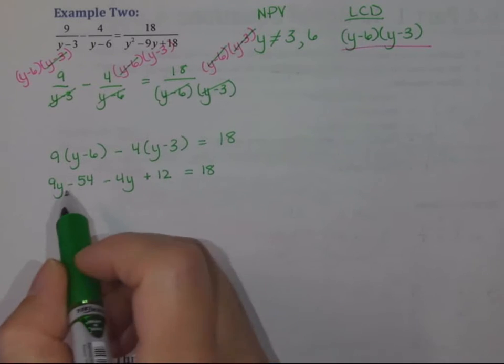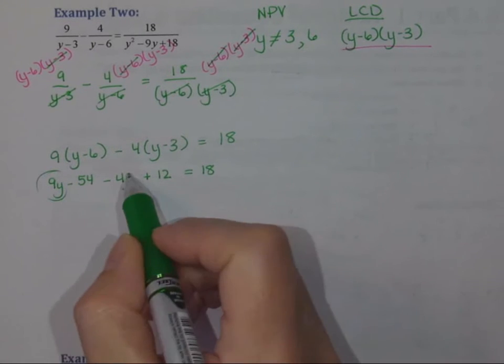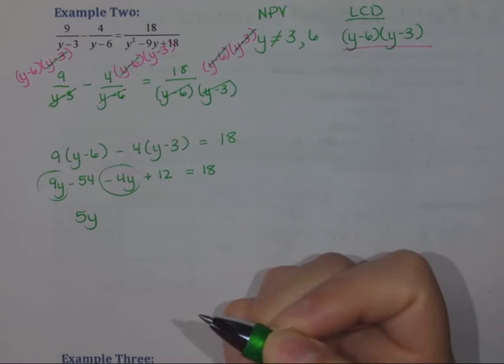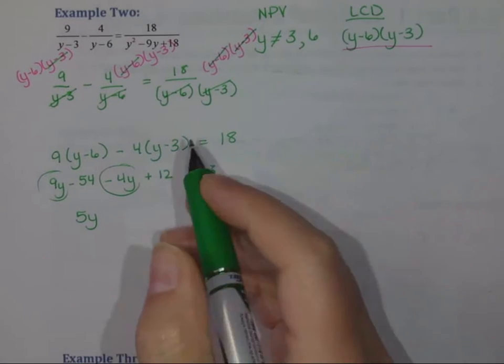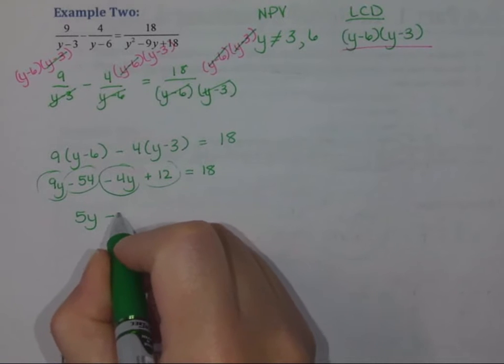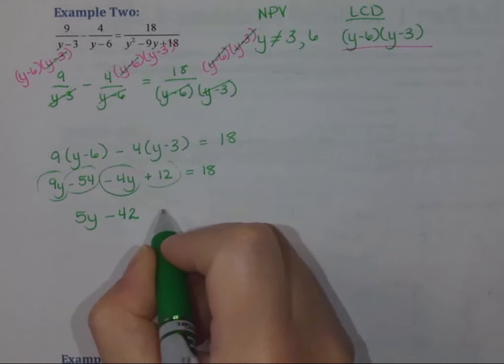Okay, I'm going to go ahead and combine like terms. So I'm going to combine this one and this one. So that's going to give me 5y. And now I've got to combine this one and this one. So that's going to give me a negative 42.